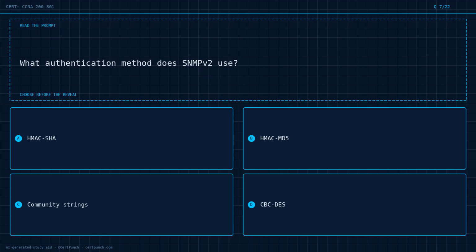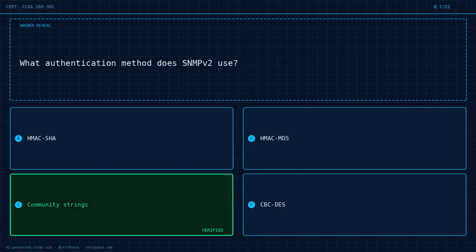Question 7 of 22. What authentication method does SNMP v2 use? Option A, HMAC SHA. Option B, HMAC MD5. Option C, community strings. Option D, CBC DES. Choose the best answer before the reveal. Commit to it now.